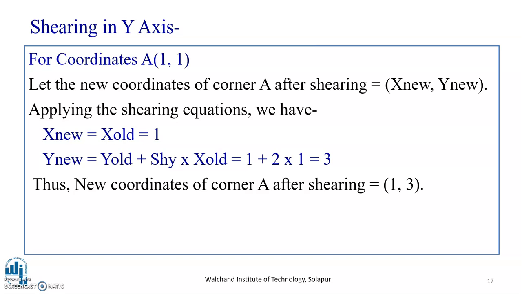Okay, now we see shearing of the same problem in the y-axis. Here also the shearing unit that is given is 2 units. So applying it, the new coordinates for corner A after shearing: x new is equal to x old, that is 1, and y new is equal to y old plus SHY into x old, that is 1 plus 2 into 1, which is equal to 3. Thus the new coordinates for corner A after shearing are (1, 3).